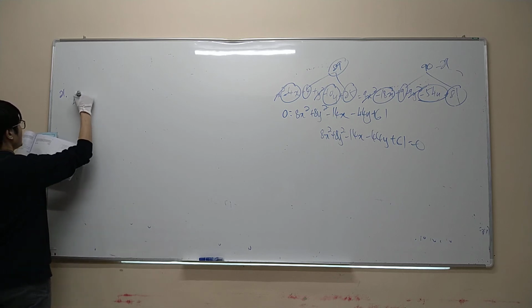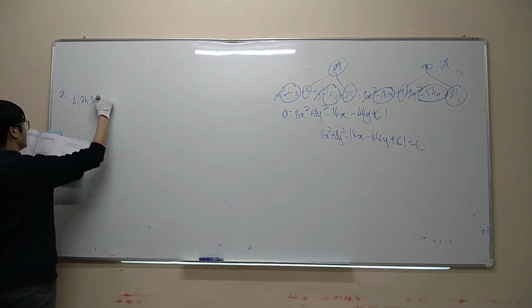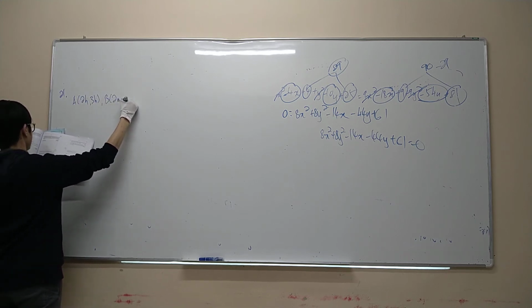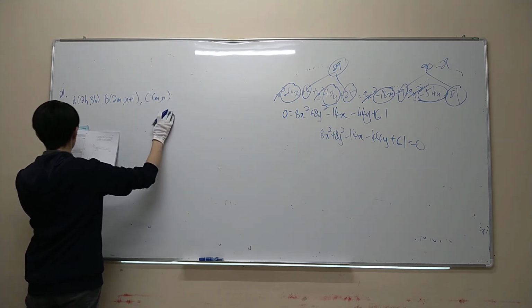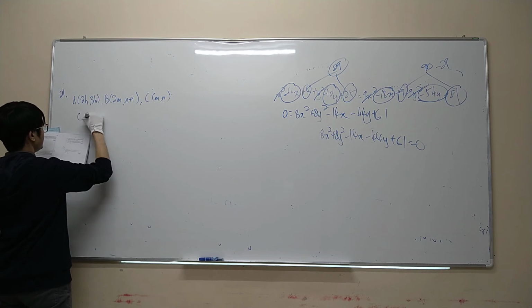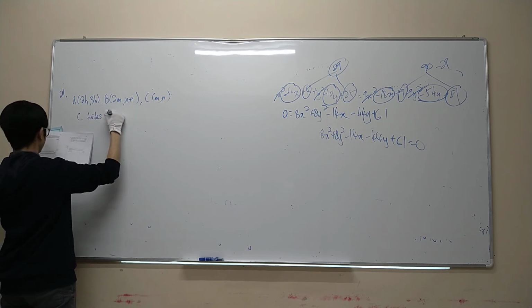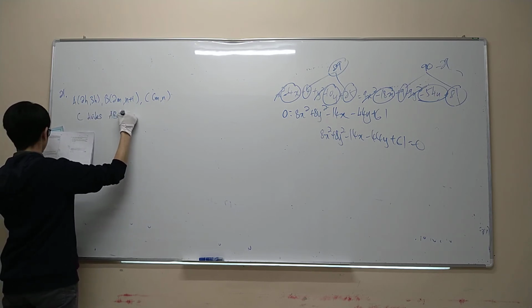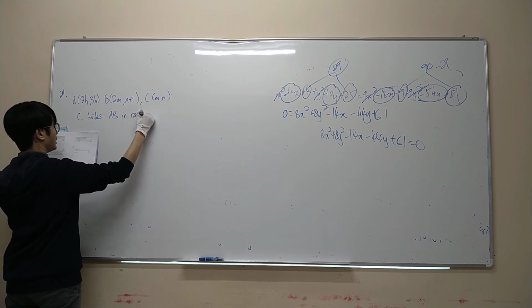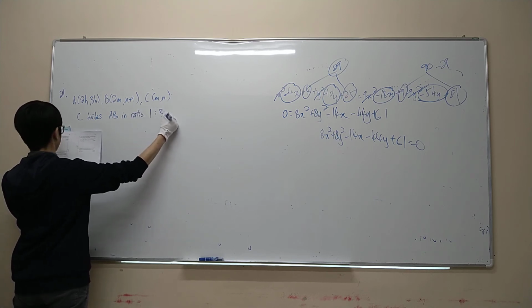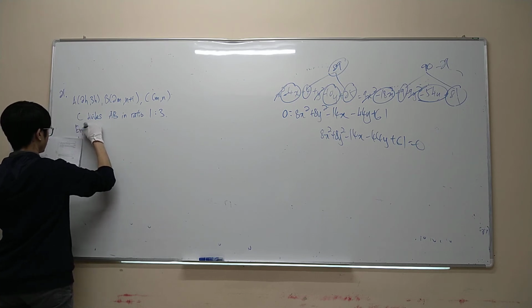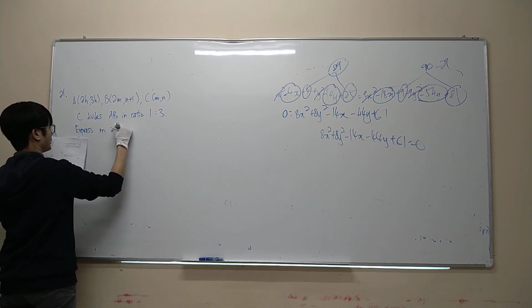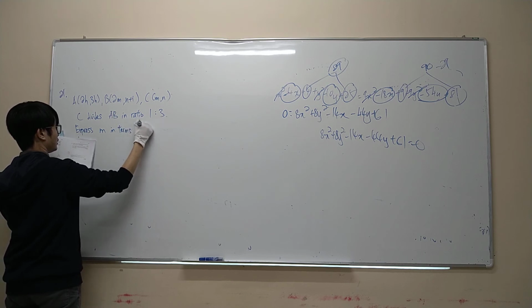Given A is (2h, 3h), B is (2m, n plus 1), C is (m, n), and then they say what? C divides AB in the ratio 1:3, and then express n in terms of m. Okay, that is the question.